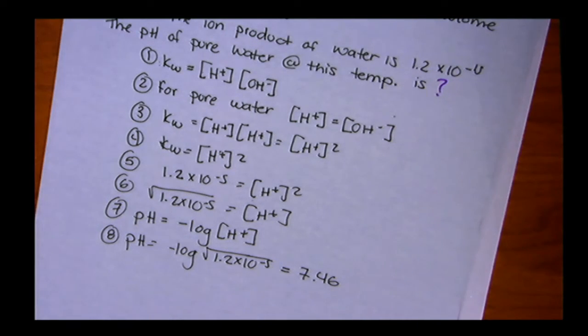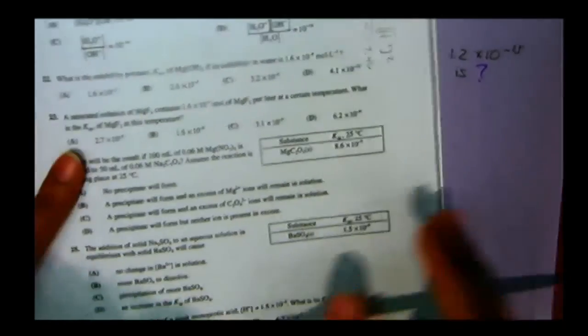Good? All right, so this is number 23. Oh, sorry. All right, I'm going to do number 23 because it's just a lot shorter for me to read.